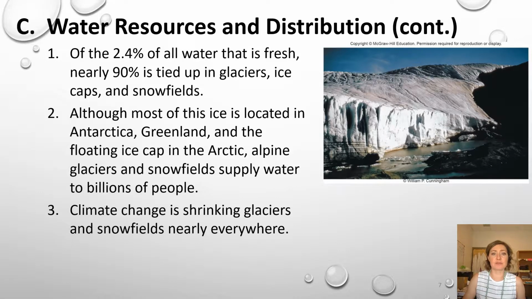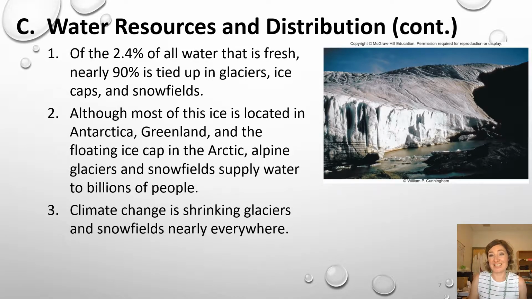Alpine glaciers and snowfields will also supply water to billions of people across the globe. I do want to talk specifically about the Rocky Mountains. The winter snowpack that we see on the western slope of the Rocky Mountains provides about 75% of the flow that we see in the Colorado River. There's an interesting case study at the beginning of the chapter if you're more interested in that.